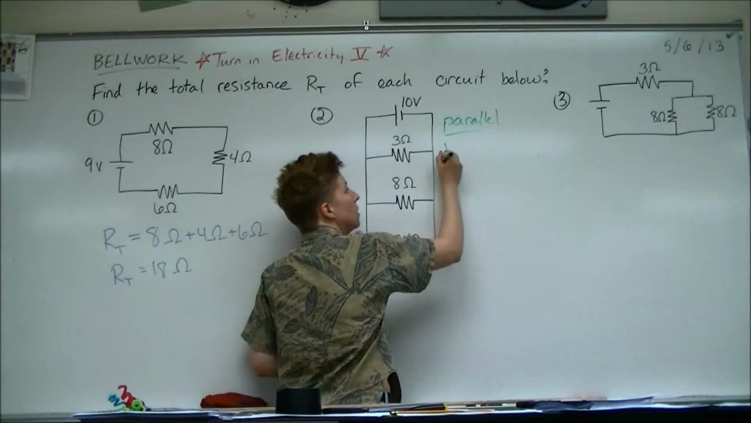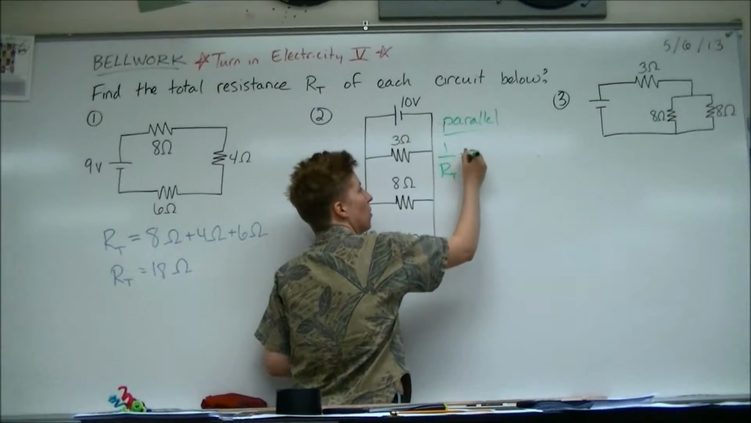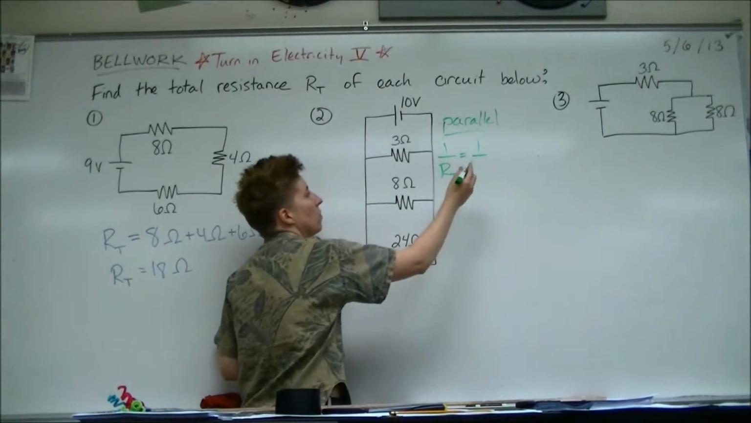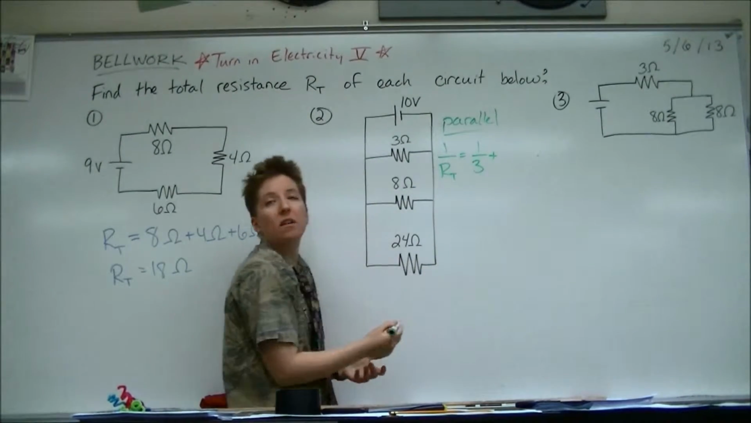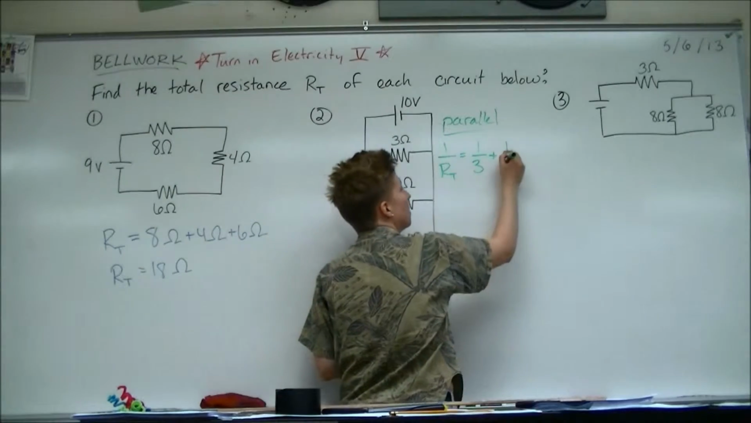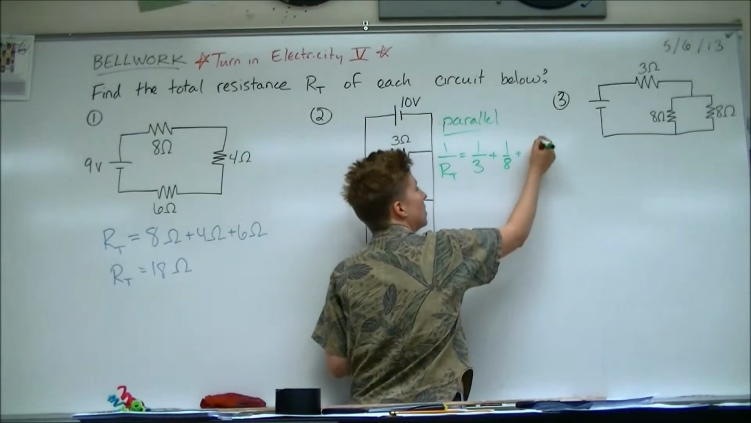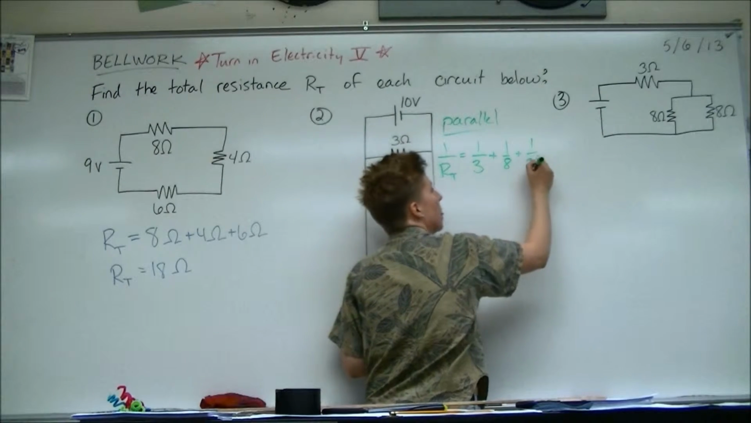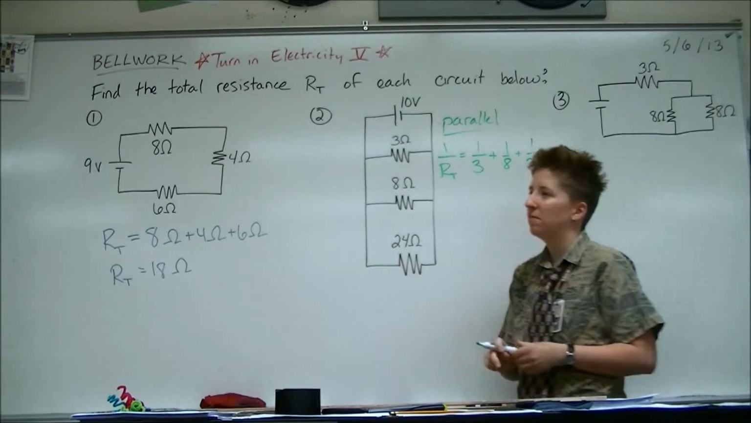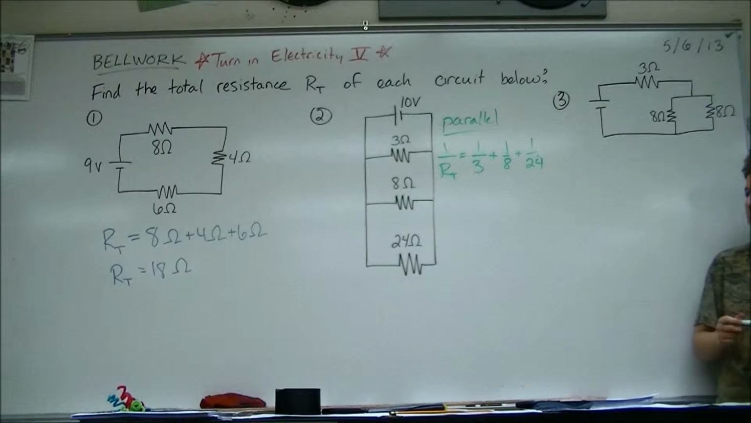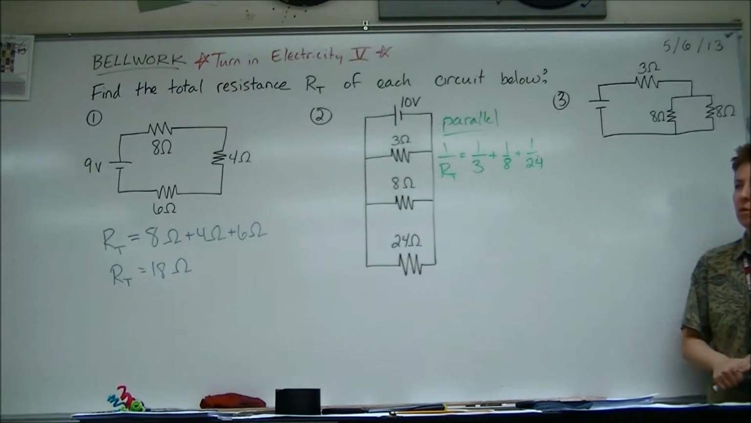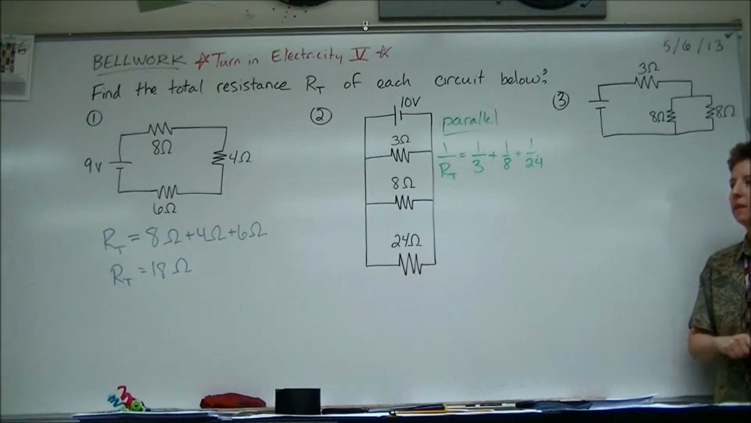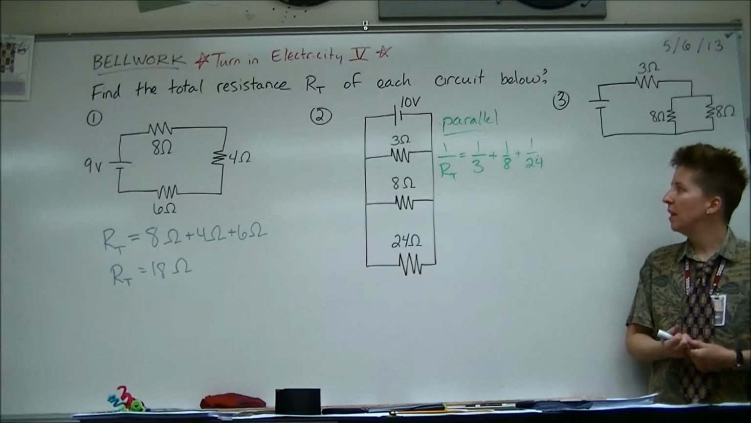Okay? So the inverse of the total is a third plus an eighth. One third plus one eighth is 8 over 24 plus 3 over 24. It's 11 over 24. Why is it the inverse? Because it's parallel. That's just how we do parallel. We did that one on Wednesday. Were you here Wednesday? Yeah. Okay. We did it on Wednesday.